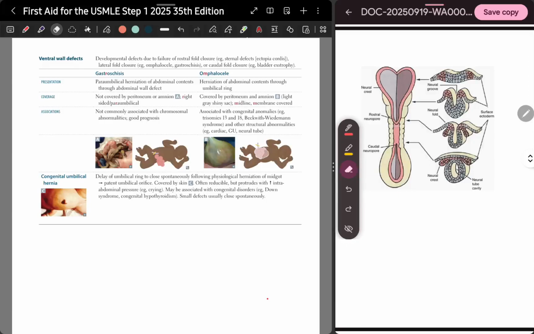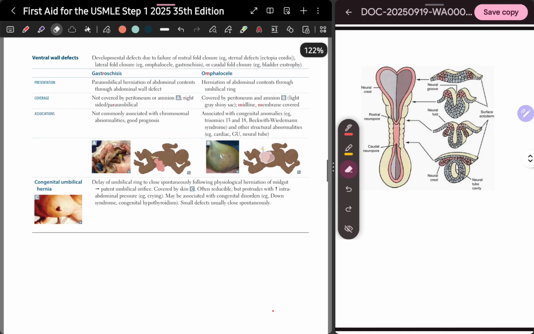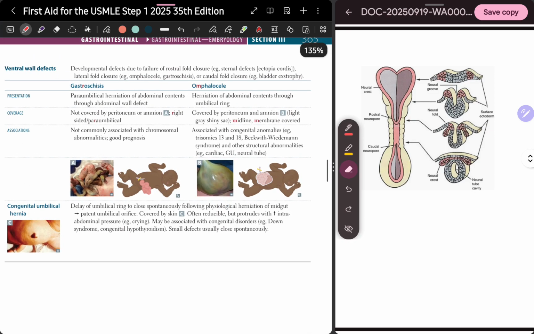Today we are going to study about the ventral wall defects from First Aid for the USMLE Step 1 2025. So what is it? Development defect due to the failure of rostral fold closure: sternal defect, ectopia cordis; lateral fold closure: omphalocele, gastroschisis; caudal fold closure: bladder exstrophy. So these are many complicated terms which we are going to simplify over here.